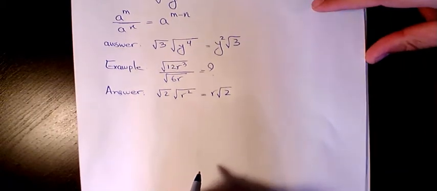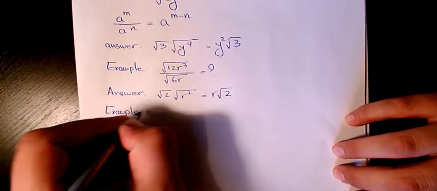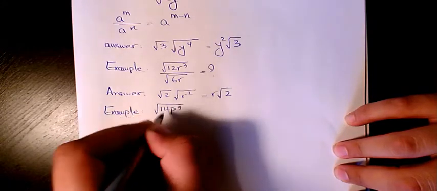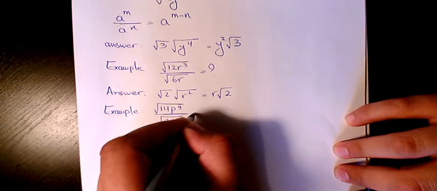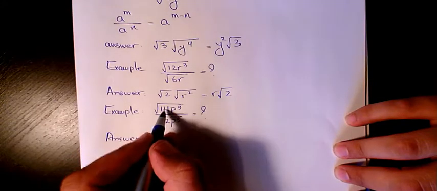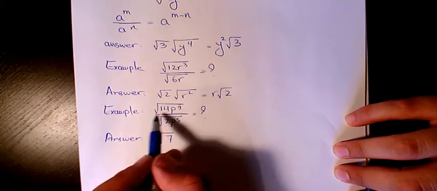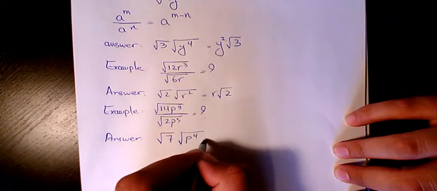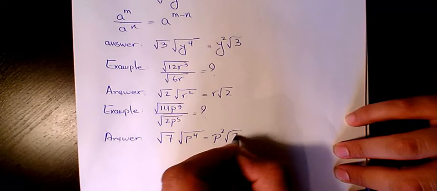Next example. We have root 14 p to the power of 9 divided by root 2 p to the power of 5. The answer is: root 14 divided by root 2 is going to be root 7. Root p to the power of 9 divided by root p to the power of 5 is root p to the power of 4. And root p to the power of 4 is p to the power of 2, root 7.